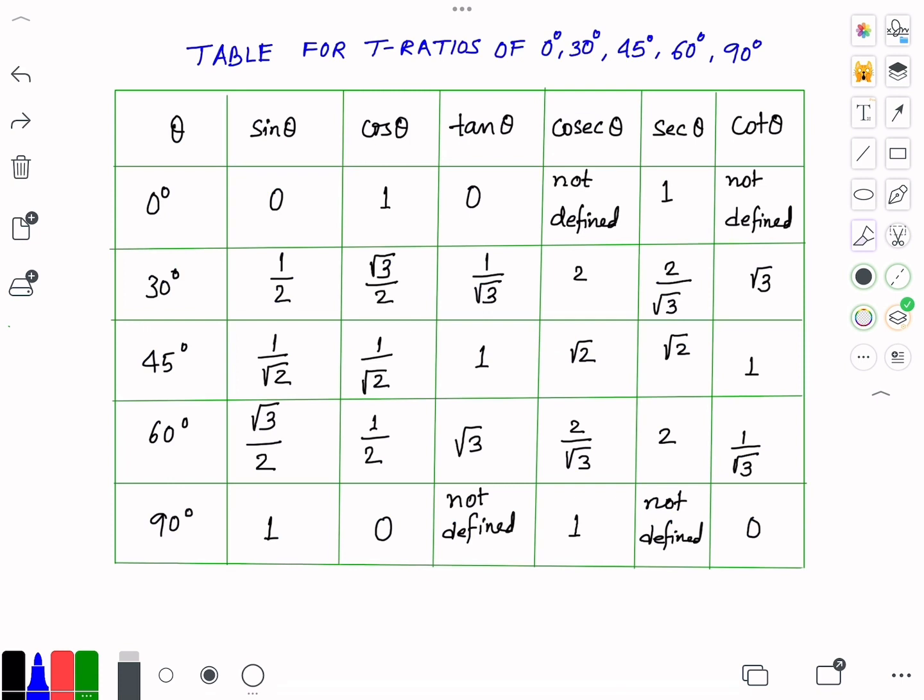So this is the table for T ratios of 0 degrees, 30 degrees, 45 degrees, 60 degrees and 90 degrees. This is very easy to remember. Now we will solve some examples which you can clearly understand. I will just put the value of cos, sine and whatever we are getting in our example and calculate the value. So let us do the examples.